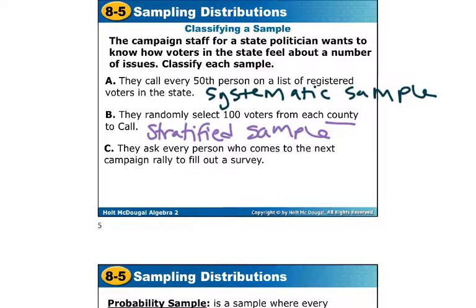The next one is they ask every person who comes to the next campaign rally to fill out the survey, and this one is definitely just a convenience sample. They're already at the event, and so we'll go ahead and ask them.